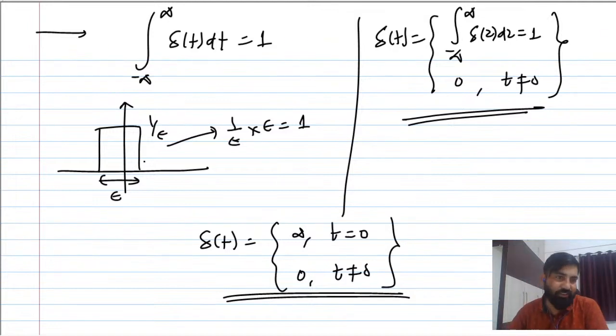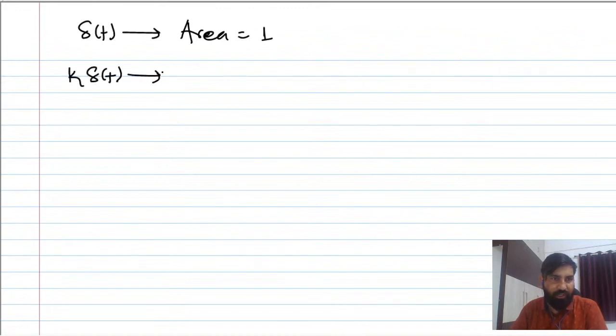So this is just used as the approximation of some standard functions, right? Standard signals. So by approximating you can always get the impulse function. Suppose we have delta of t, so what is the area of delta of t? The area here is 1. Suppose they have mentioned k times delta t. So k times delta t means the area is going to be k. So this k does not denote the amplitude.